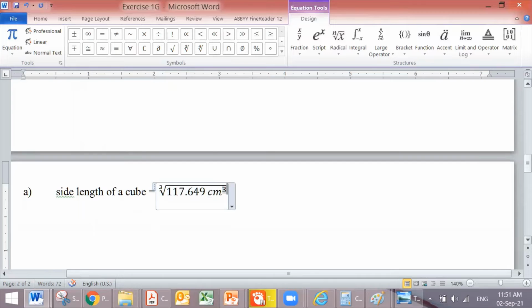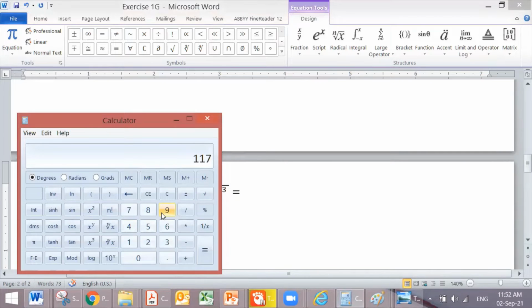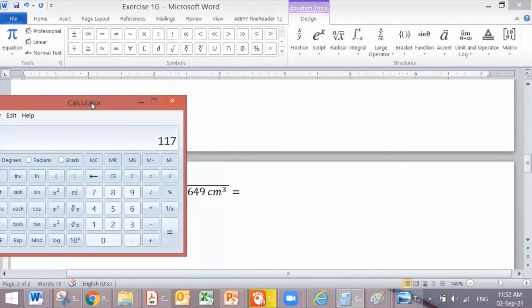Centimeter, and above here I will write cube. Okay, so now I will solve it. So that will be equal to... I will take the cube root of 100. Yes, very good, Ahmad Ashraf. I will check it from the calculator: 117.649, and I will take its cube root.